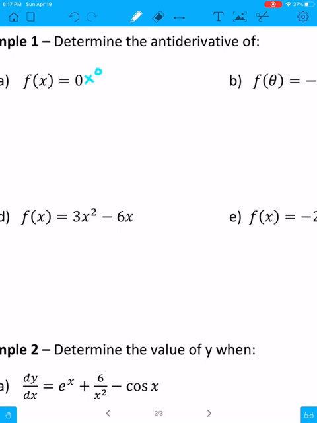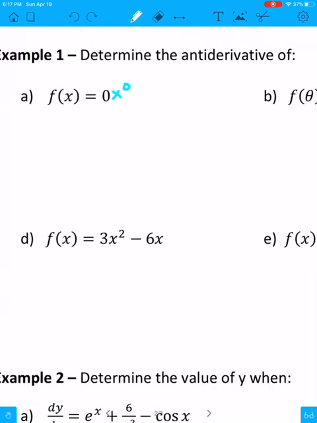Okay? When we found the derivative, what we did was we took the exponent, we dropped it in front, right? And then we reduced our exponent by 1. So now what we're going to do with the antiderivative is we're going to raise our exponent by 1 and divide by it in front. So before we lowered it and multiplied by it, now we're going to raise it and divide by it to get it back to where it was.